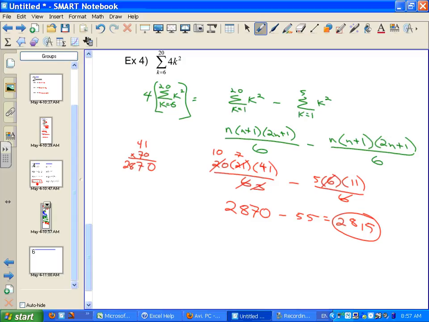I definitely got 20 times 21 times 41. Right, the 6 canceled and left me with the 3 with the 20. But the 3 canceled with the 21, leaving me with 7. 70 times 41 is definitely 2870. Yep. And then this one has to be 55, so I don't know. I would check it out.